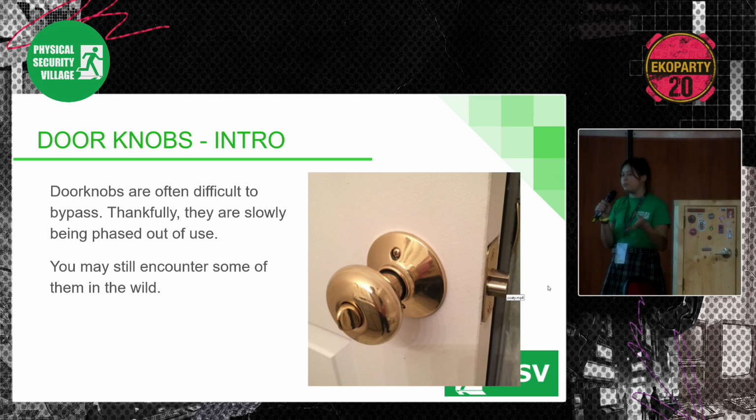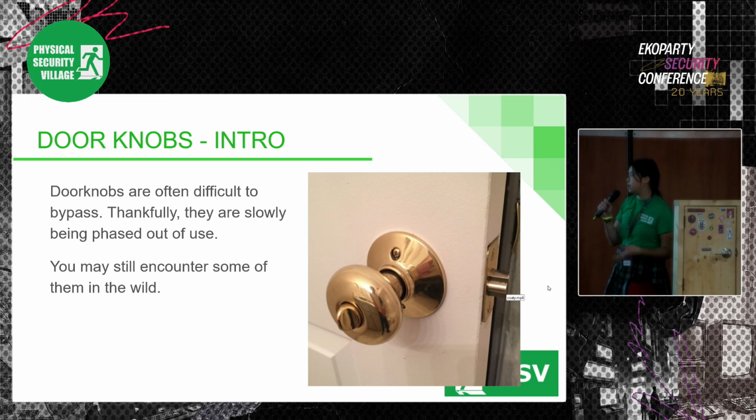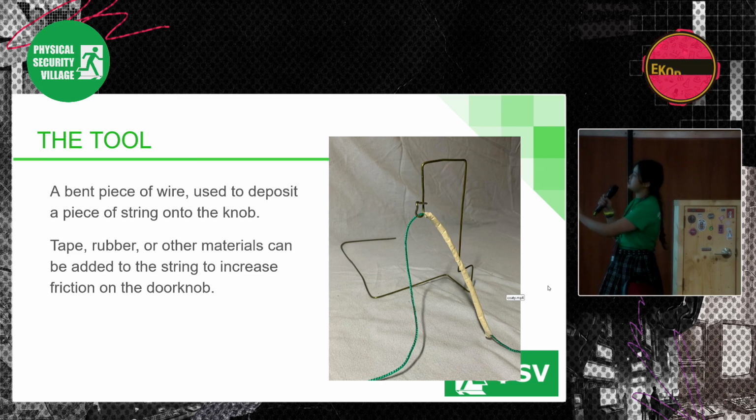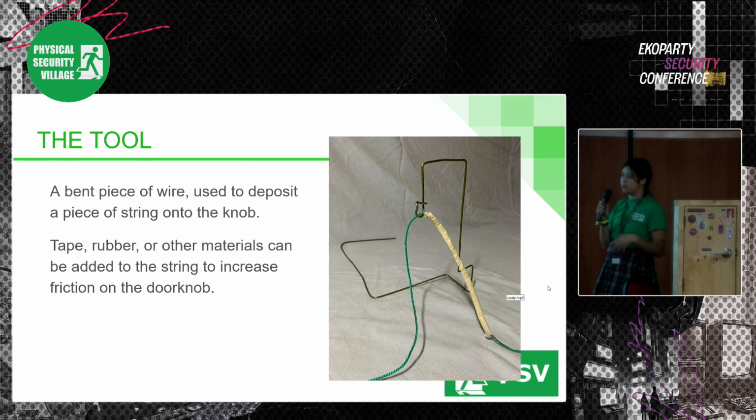If you have weak grip strength or something that affects your ability to open doors, a lever handle is much easier to open and get out of in a panic. But you may still encounter some of these in the wild. So this is our little tool, similar to the under the door tool. It is a fancy little piece of bent wire and some string. I also personally like putting a little bit of tape or some rubber tubing or something to improve the grip that it has on the doorknob.